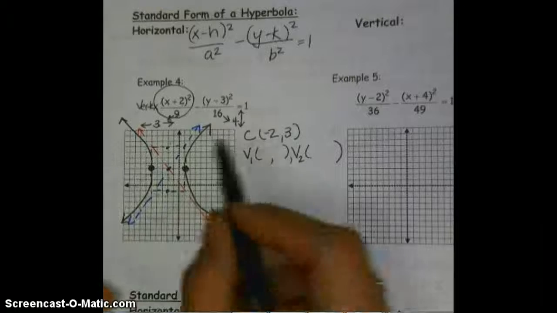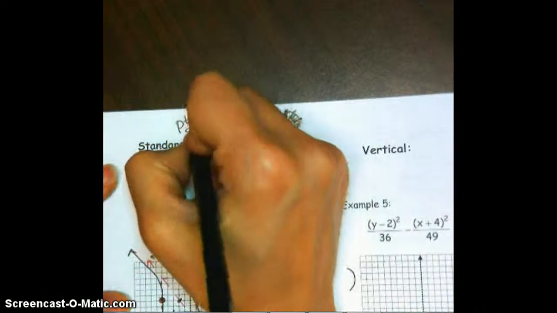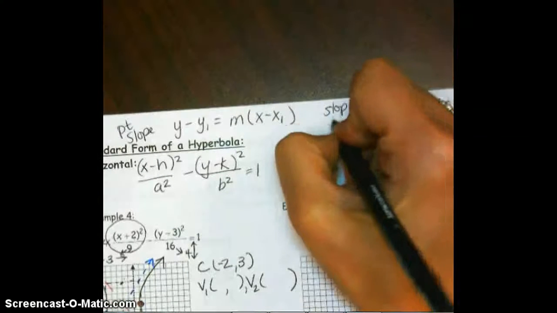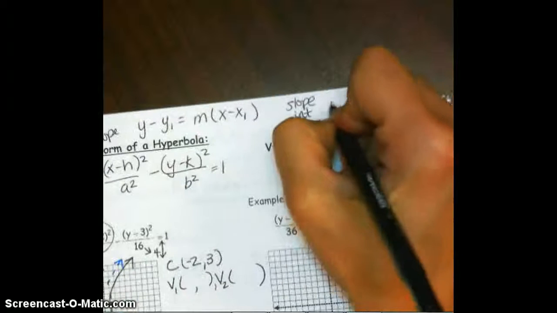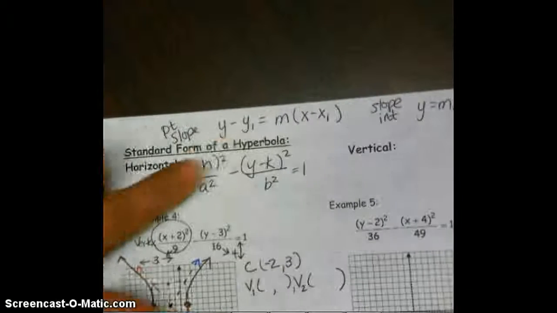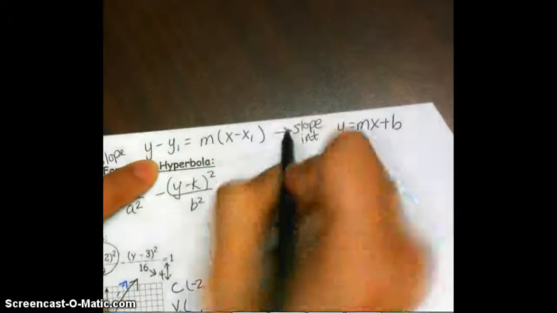So to get an equation of a line, remember we have two formulas that really help out with that. One is point slope, and that's y minus y1 equals m times x minus x1. And then we have slope intercept, and that's y equals mx plus b. All right, so first we're going to use point slope, and it's really easy to transform point slope into slope intercept. So your final answer should be in slope intercept.